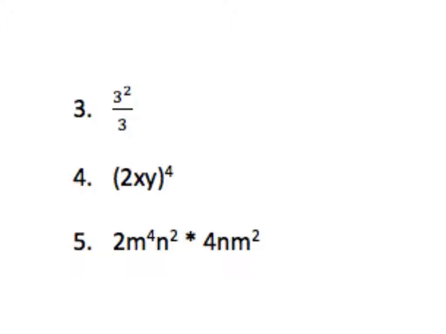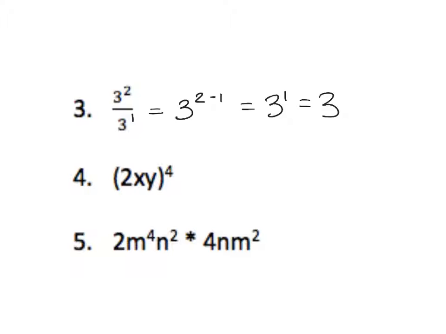Problem 3 involves the quotient rule, and what you do with that is you subtract the exponents. So there's an imaginary 1 there. So if I subtract the exponents, my base stays the same, becomes 2 minus 1, which is equal to 3 to the first power, or 3.